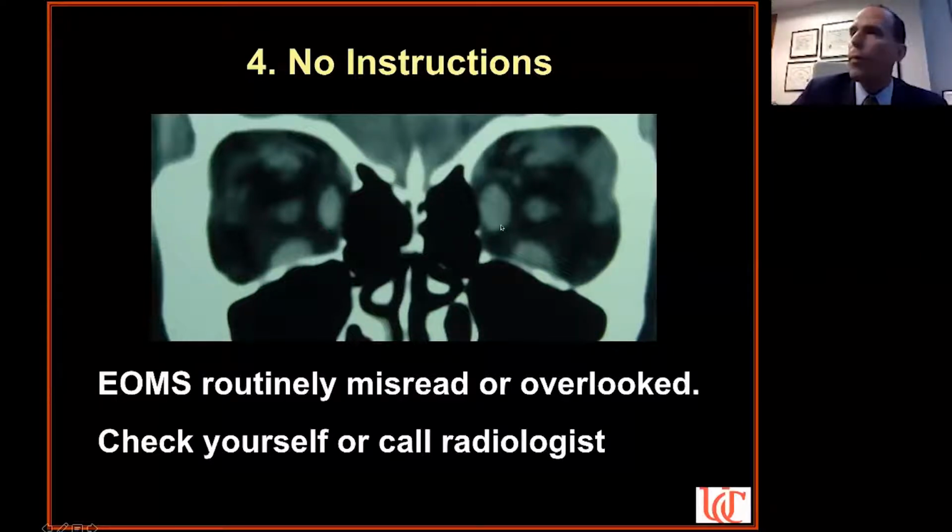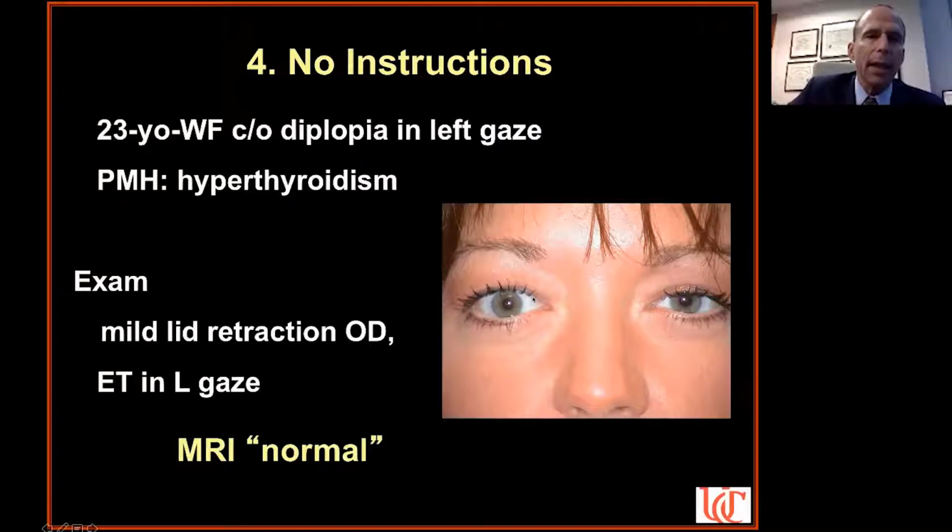If we go back for a moment to look at her, you'll notice she's got a little eyelid retraction on the right. So as soon as we see a little eyelid retraction on the right and a large muscle on the left, it tells us it's bilateral, and it tells us that this is thyroid eye disease.